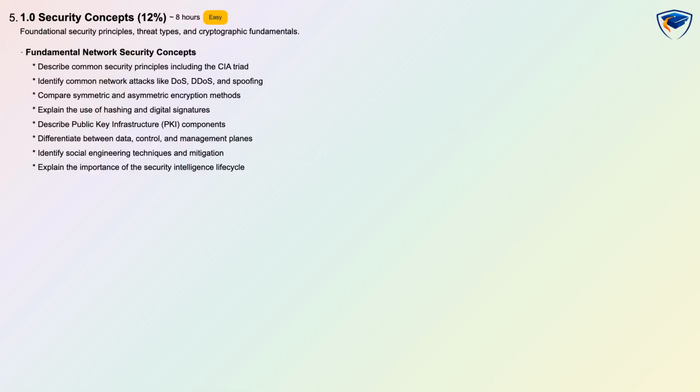You'll also learn about explaining the use of hashing and digital signatures, describing public key infrastructure, PKI, components, and differentiating between data, control, and management planes. Additionally, this domain covers identifying social engineering techniques and mitigation, and explaining the importance of the security intelligence life cycle.